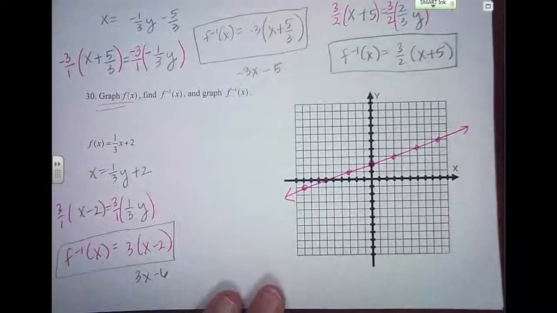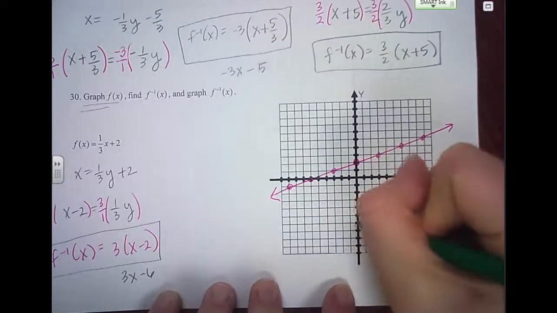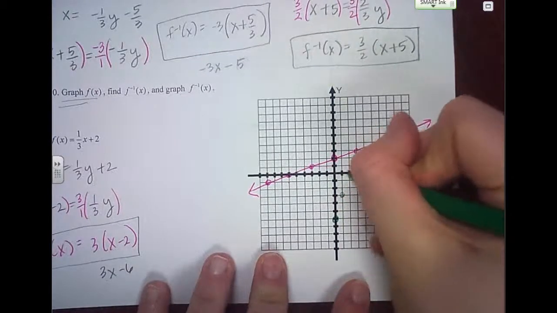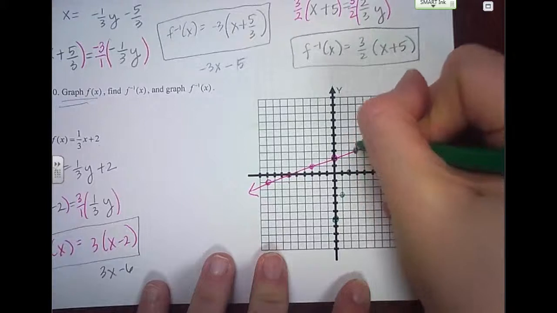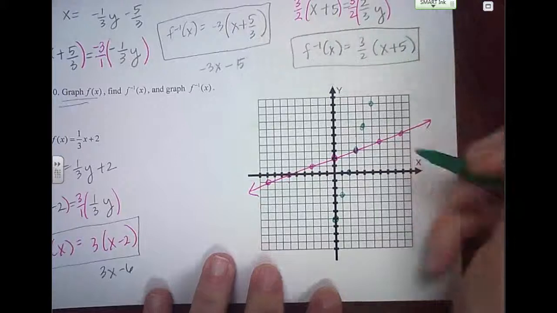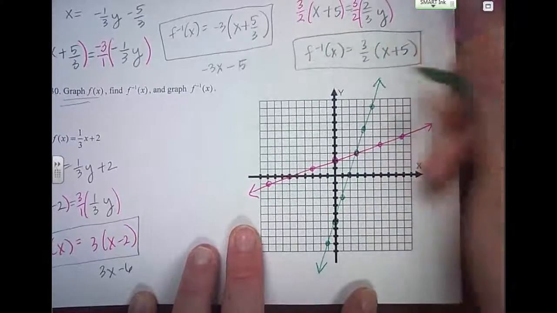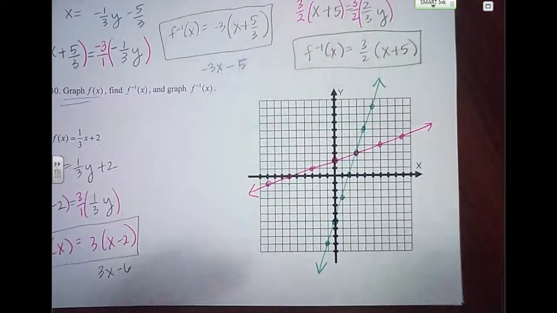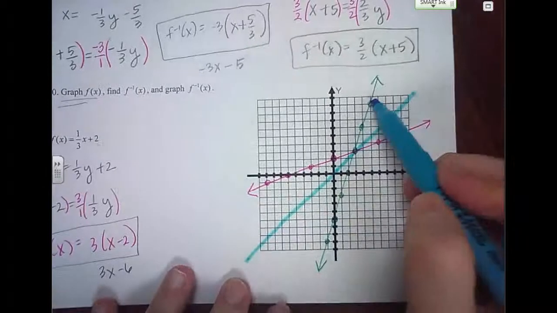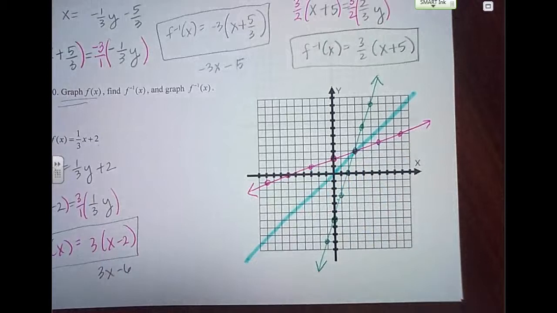So starting at negative 6, 1, 2, 3, 4, 5, 6. And my slope is 3 over 1, so up 1, 2, 3. Again, 1, 2, 3, and so on. Okay, remember, when you graph these, it should look as though they're flipping over across that line, y equals x. So if I draw this blue line in here, every single point should be a mirror image across. Then you know that you graphed them correctly.